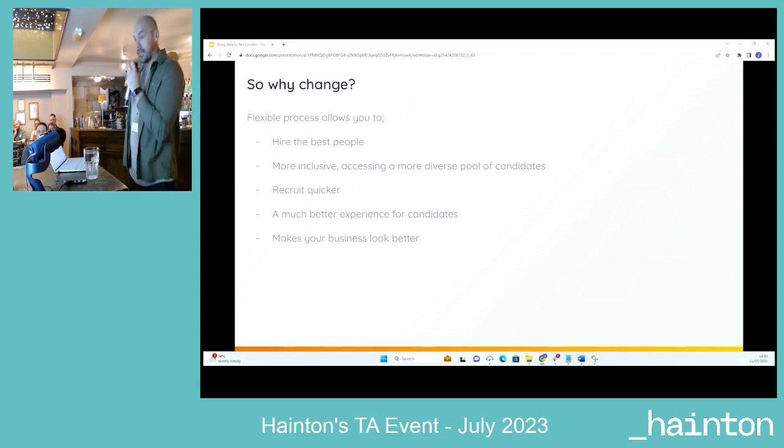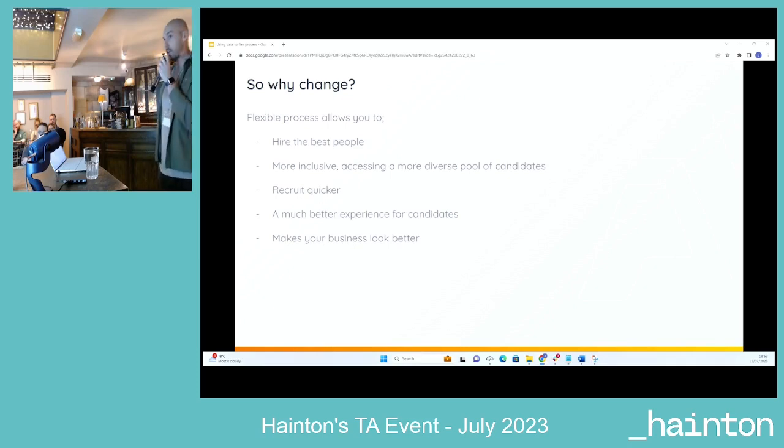And ultimately it makes our business look better, both with candidates in the market, all that stuff. It makes us look better if we can hire people quicker. I think having process for process' sake, it's not a good reputation to have. If someone's interviewed and they go away and talk to their friends and say, oh, I interviewed that company and they made me do however many interviews, it's just not good.